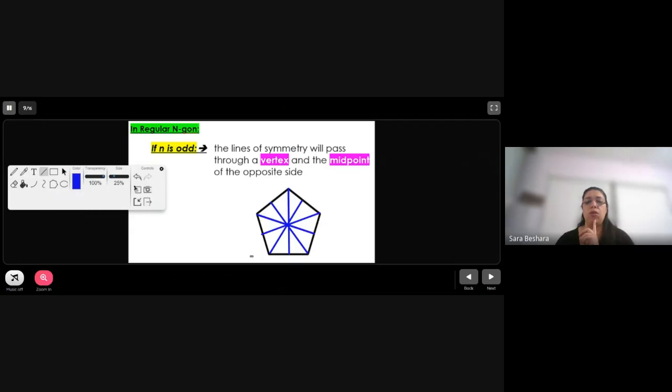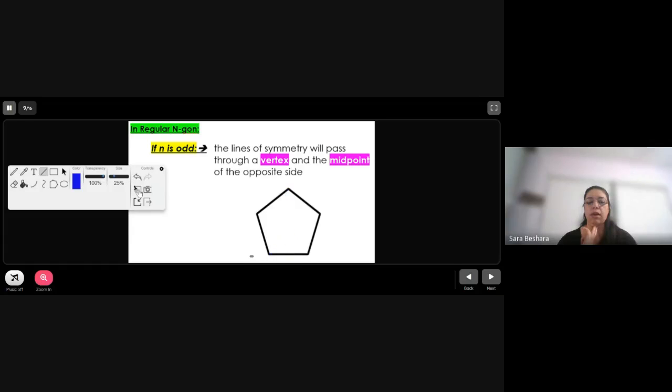Okay, so that's if the n is odd, the line of symmetry will pass through a vertex and a midpoint of the opposite side. Let me clear this very quick and show something else. If I tried vertex to vertex, does it split it in two congruent pieces? No. So that's why when it's odd, it has to go from a vertex to a midpoint to get you exactly two pieces on the same side.